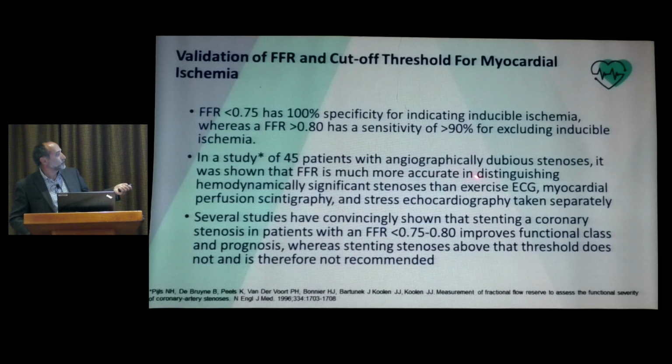In a study of 45 patients with angiographically dubious, intermediate stenosis, it was shown that FFR is much more accurate in distinguishing hemodynamically significant stenosis than exercise ECG, myocardial perfusion scintigraphy, and stress echocardiogram taken separately. So it is probably the most accurate test of assessing per vessel and per lesion ischemia.